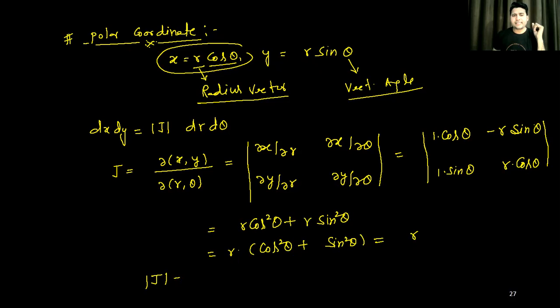It means, students, when we are changing a double integral from Cartesian coordinates to polar coordinates, we should replace dx dy by the Jacobian times dr d theta, that is r dr d theta.